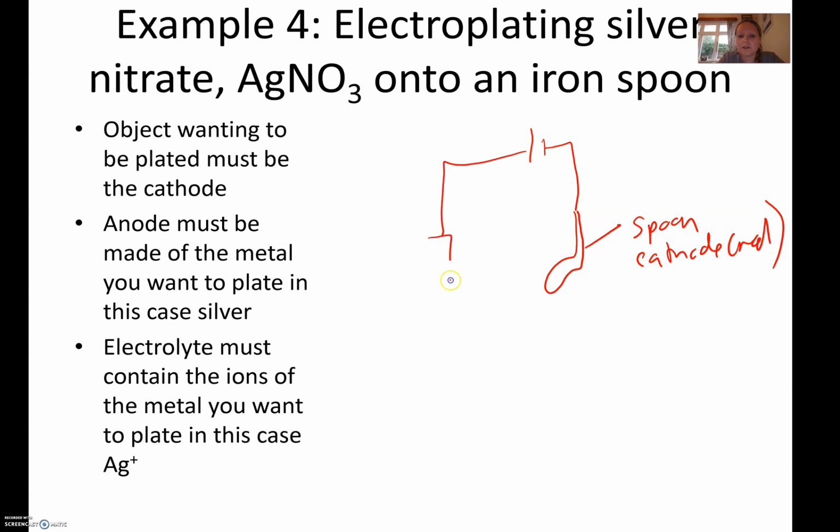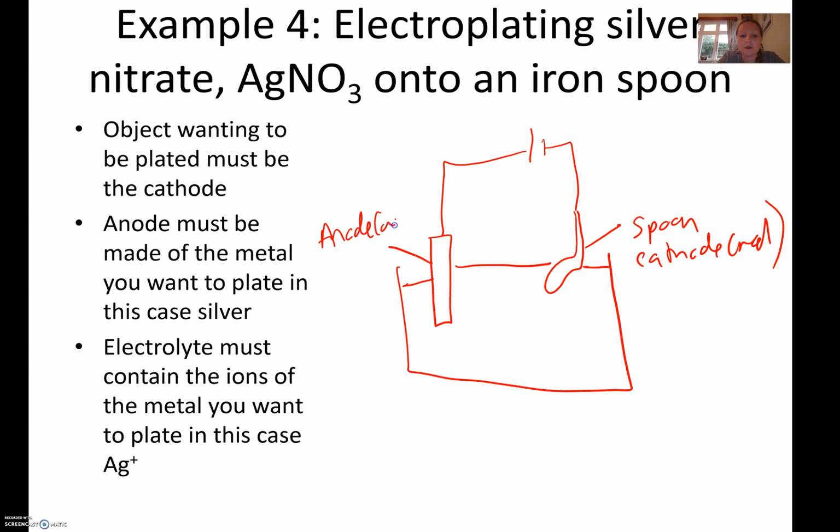So here, the next rule is that my anode must be made out of the metal that you want to plate. So we want to plate our spoon in silver. So my anode today is going to be made out of silver.